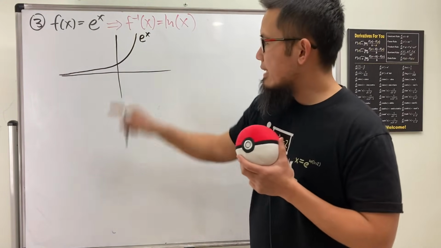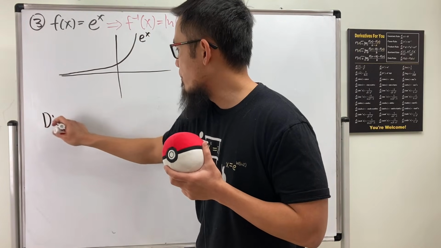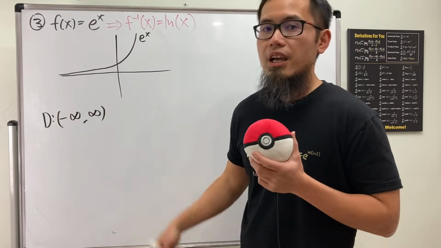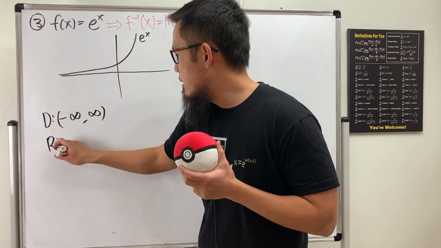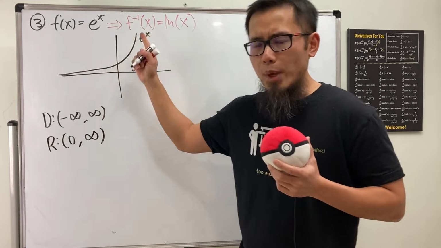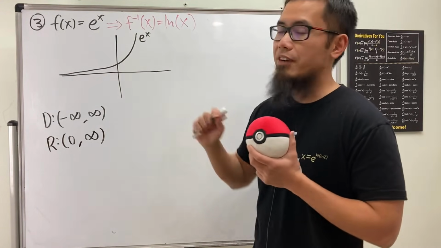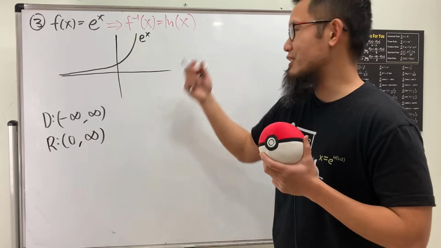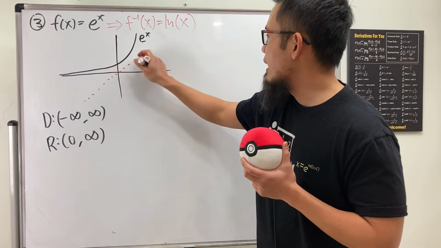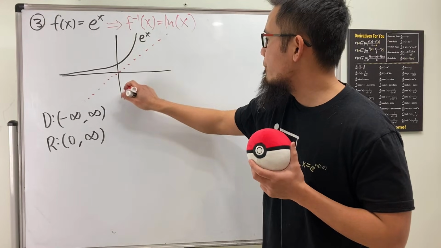Cool. And if you look at the picture, let's talk about the domain. It's just all real numbers, so I'll put it as negative infinity to positive infinity. And the range is from 0 to infinity. And notice e to the x is always increasing, so it does have a very nice inverse, which is just that. And if you just do the reflection about y equals x, you can get a graph for ln x.